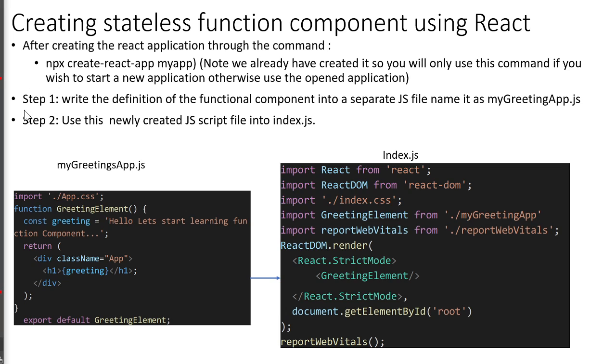Okay, so assuming that the application has been created and you have opened it in Visual Studio Code, now we are following these two steps in order to create our function component. So the first step is that we would be writing the definition, that is the working of our function or the component, into a separate file. And in this case, I have given the name of the file as MyGreetingApplication.js. And this is a very simple function, very simple component.